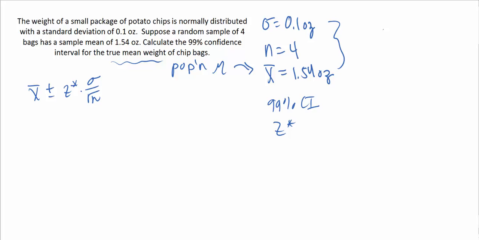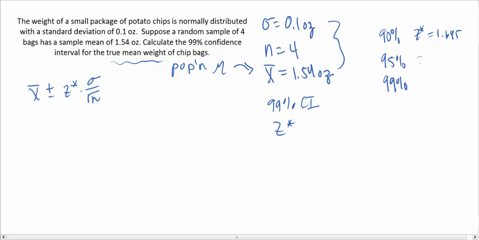Well, if we recall, there's a handy table in the notes that denotes each z critical value for the different confidence levels, where z star for a 90% confidence interval is 1.645, z star for 95 is 1.96, and z star for 99 is 2.576. All right, so now we have everything we need to put into our formula.